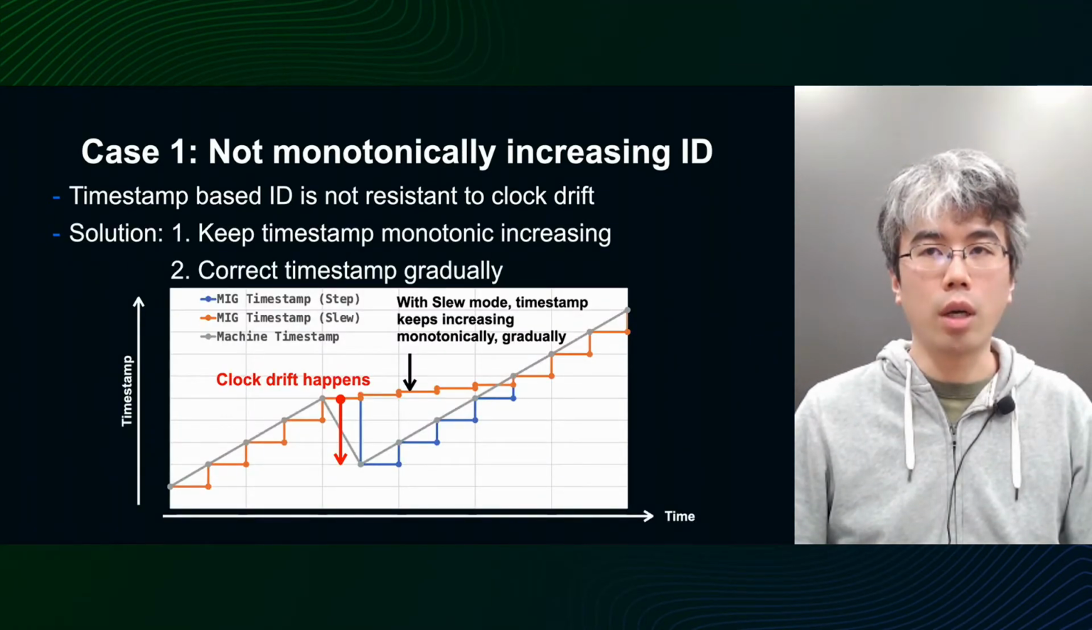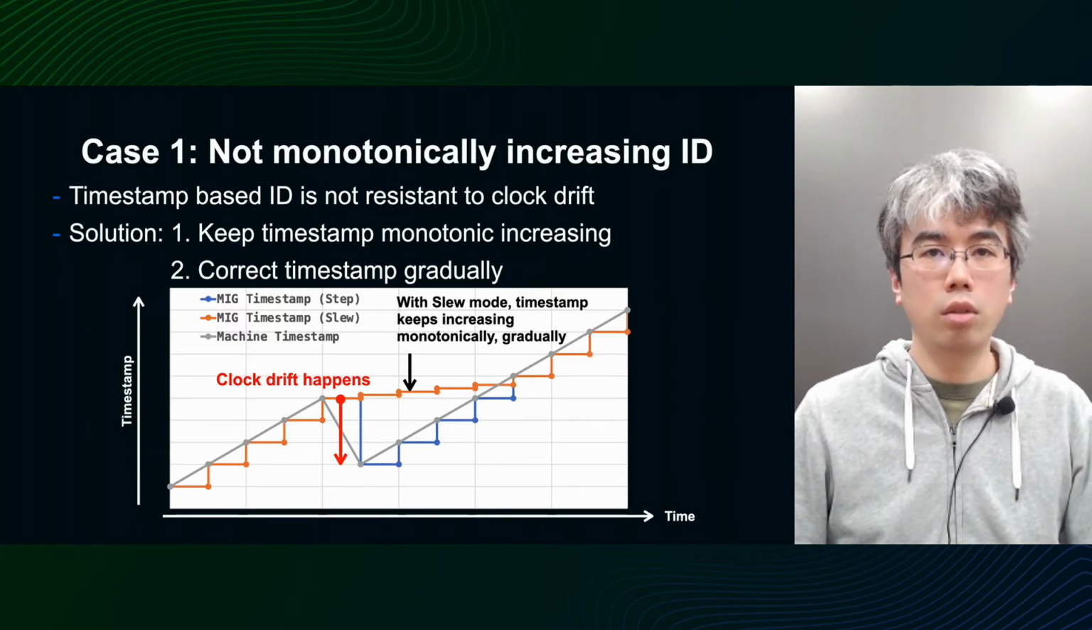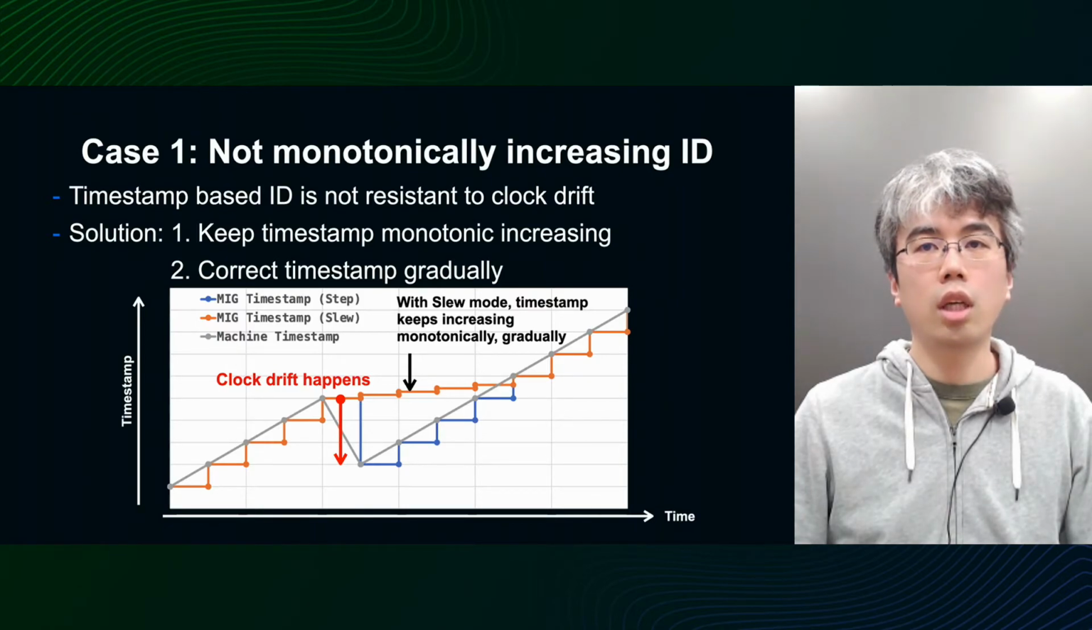So now, how would we be able to fix this problem? This case can be worked around in a way that is well known in the Network Time Protocol (NTP) server. The problem is that when a clock drift occurs, the actual timestamp in the gray line is suddenly changed to a modified timestamp in the blue line, which is then followed. And this is the issue.